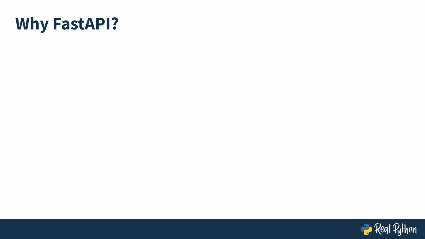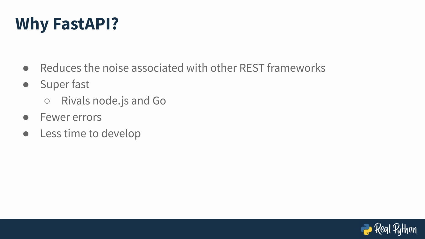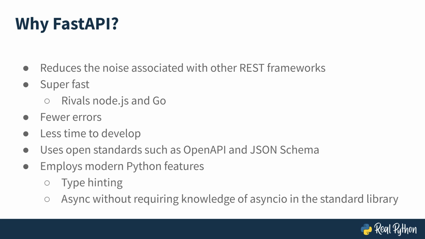FastAPI makes it easy to create REST web APIs. It is straightforward and does not include a lot of ceremony that other frameworks burden you with. It's super fast, rivaling other web frameworks such as Node.js and Go. The reduced code you have to write lets you create APIs that have fewer errors while taking less time to develop. And finally, it relies upon standards such as OpenAPI and JSON Schema and the latest Python features like type hinting. It even provides async support, but you don't have to get into the weeds of the Python asyncio library.